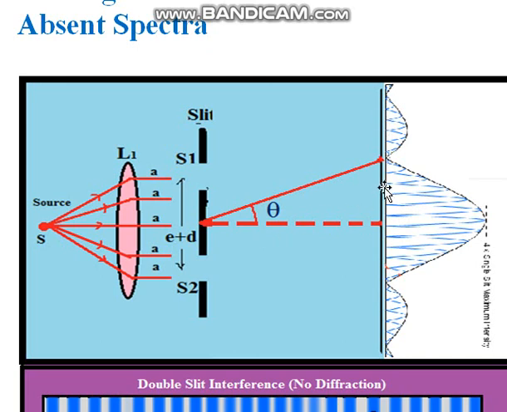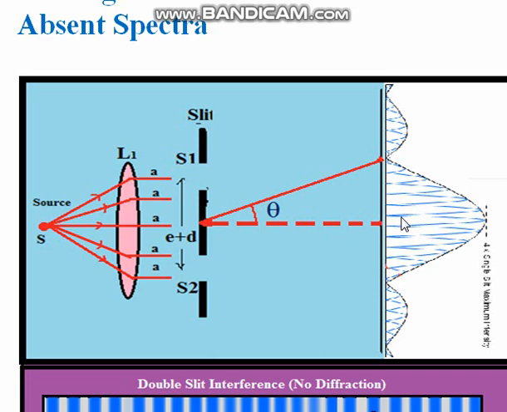On the screen we obtain two types of pattern, one for interference, other for diffraction. Whenever the slit width small e is very small, then there is only interference. However, if we increase the width of the slit, then diffraction comes into picture, and when the slit width is reasonably high, there is interference plus diffraction. So the resultant pattern is the combined effect of interference and diffraction.